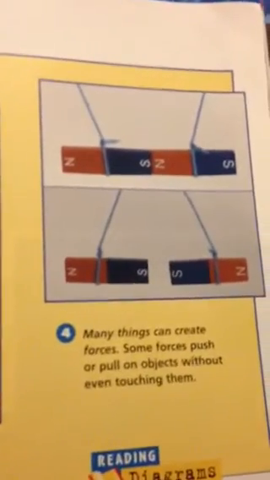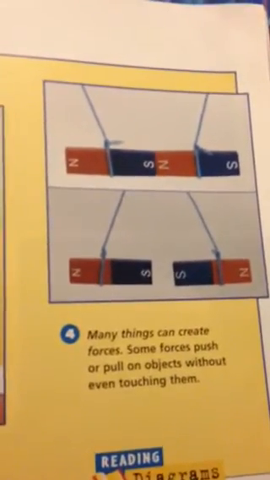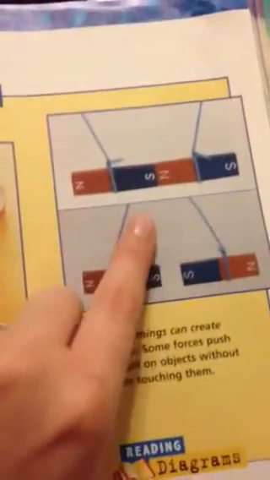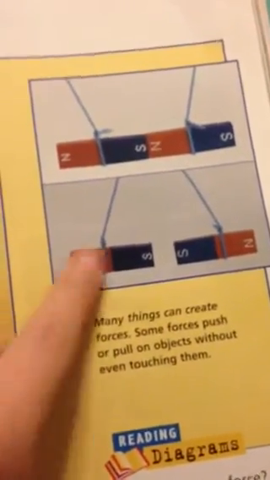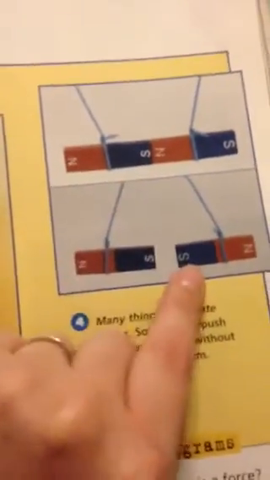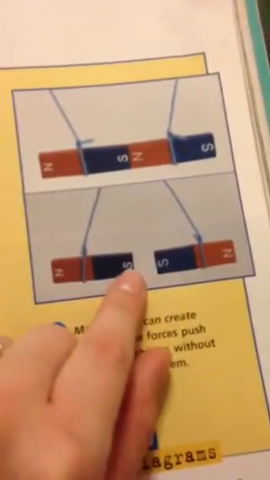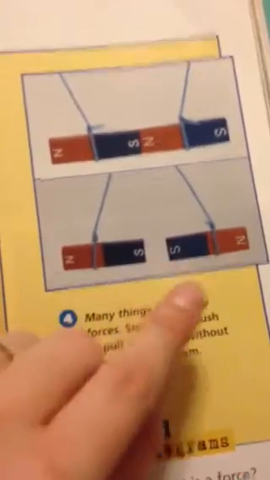Now let's look at the picture labeled number 4. I have some magnets. And magnets are always labeled north and south. And that's how a lot of different things work. So if I look, I can see that north and south are connected together. I can see when two souths are together, that they are pushed apart.